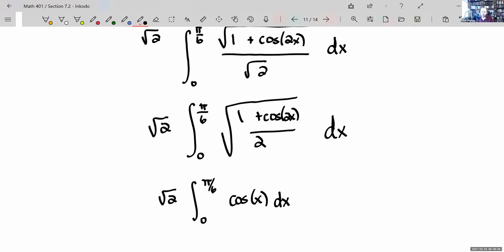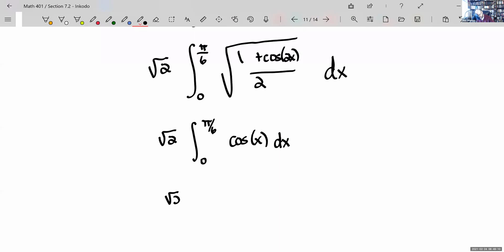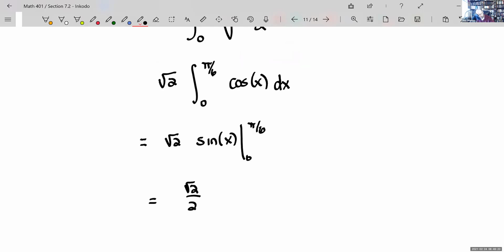It's a very, very cool problem. The antiderivative of cosine obviously is sine. And sine of pi over 6 is a half. So this ends up being root 2 over 2. I'm missing my equal signs because I was just kind of barreling through. Sorry about that.